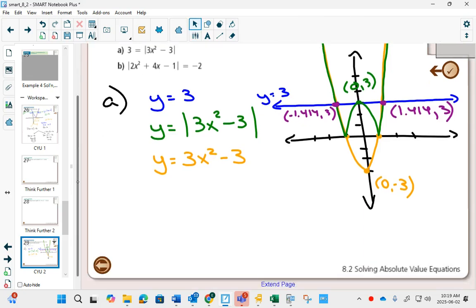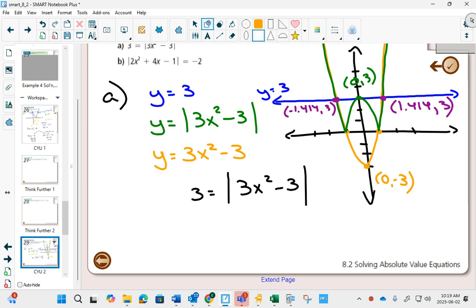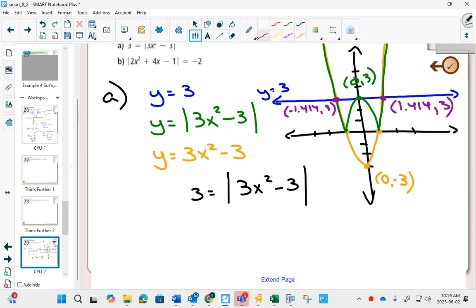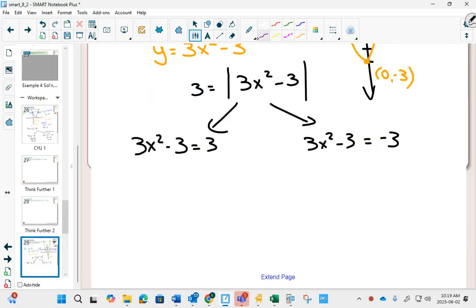So again, how would the algebra work on this one? If you were solving 3 equals absolute value of 3x squared minus 3, absolute value questions would tell you can split this up because the 3x squared minus 3 could just be equal to 3, right? And the 3x squared minus 3 could also be equal to a negative 3, then the absolute value would make it 3. This is the easy one. Move the 3 over. 3x squared equals 0. Divide by 3, x squared equals 0. Square root, x is equal to 0. That was the one we could see easily from the graph.